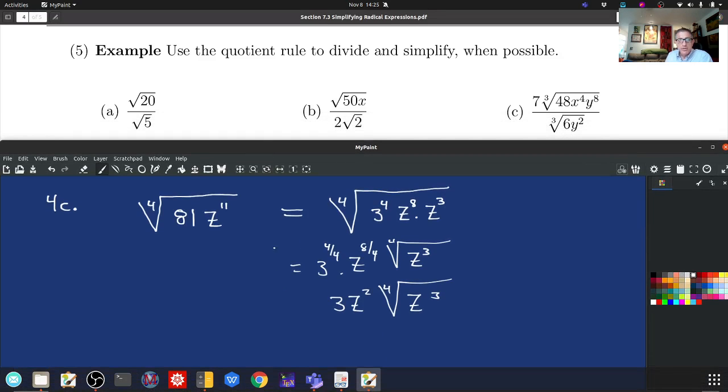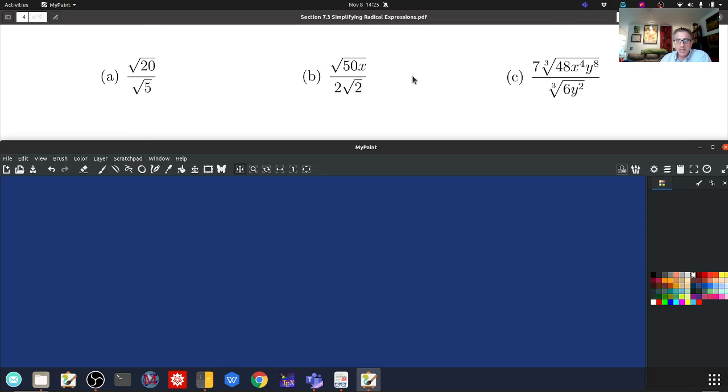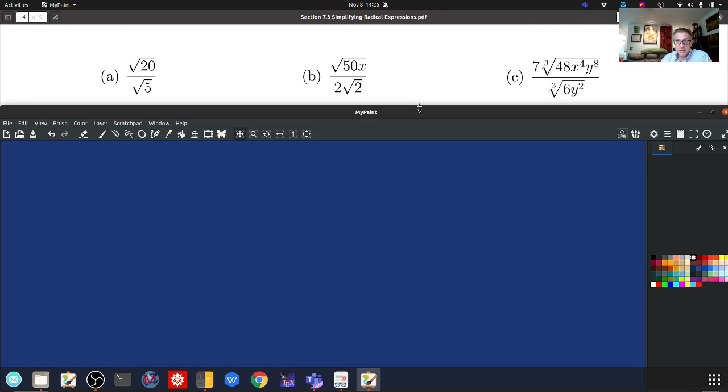So now we're going to be using the quotient rule. So basically, it's kind of like in music. I've introduced a theme, which is a rule in this case, and we're playing variations on that theme or themes. So what problem is this one? This is 4. So this is 5a.